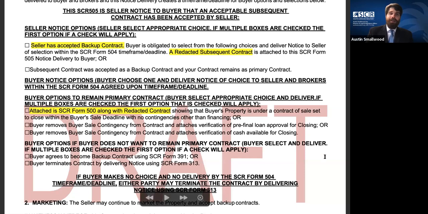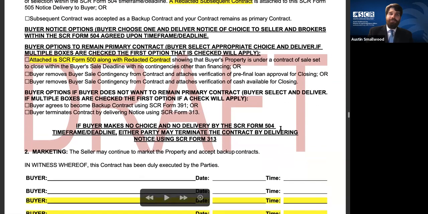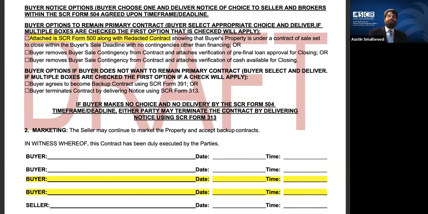Now we're going to go to the buyer options. The buyer should only choose one of these options, and they must do so within that time frame set forth in form 504, or they essentially are going to be liable to have the contract terminated. So these first 3 boxes are where I mentioned these are A and B. This is what the options that the buyer can make to remain their primary contract. So if the buyer wants to remain the primary contract, they need to be able to satisfy the contingencies of one of these 3 boxes here. If they're not able to meet one of these 3 criteria, then they're not going to be able to remain the primary contract. And so what are those criteria again?